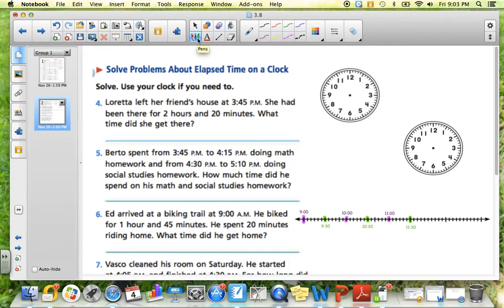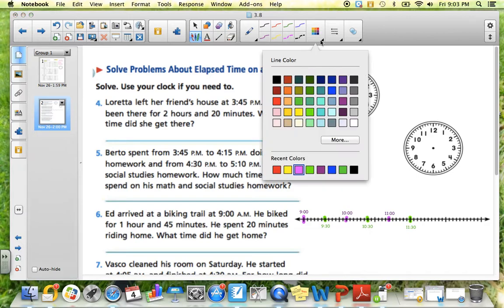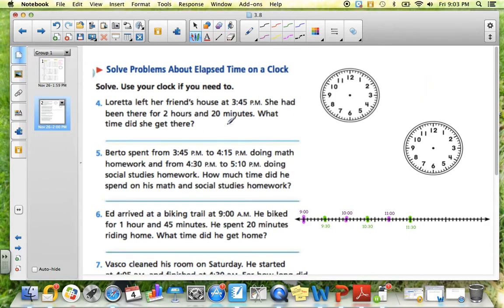186 in our SAB, and number 4 says, Loretta left her friend's house at 3:45 p.m. She had been there for 2 hours and 20 minutes. What time did she get there? So we know that she left her friend's house at 3:45 and she had been there for 2 hours and 20 minutes. So we're going to count back because it's asking us what time she had got there.